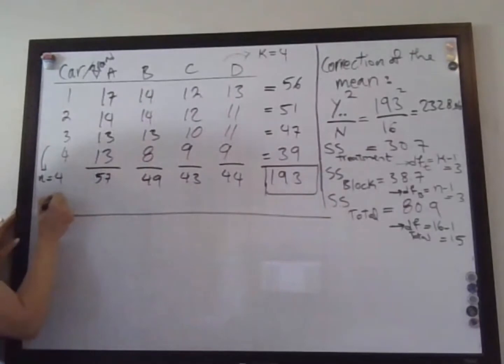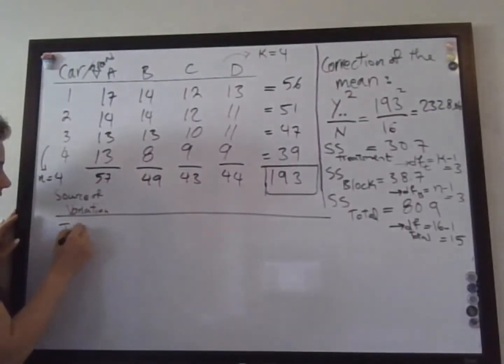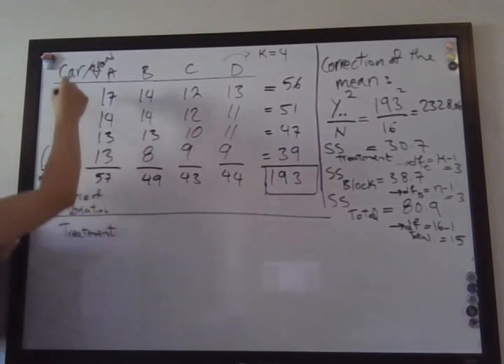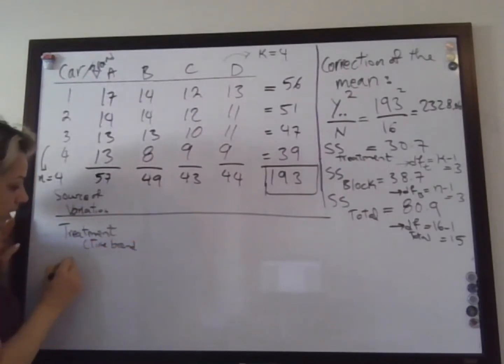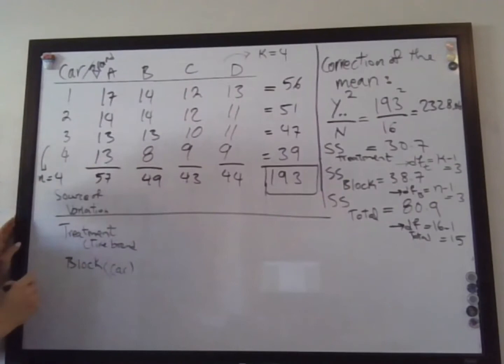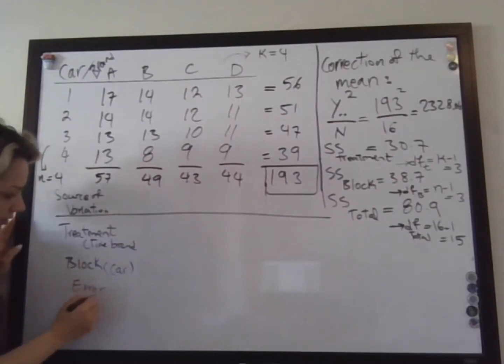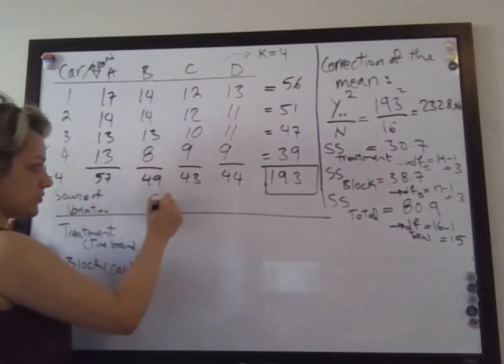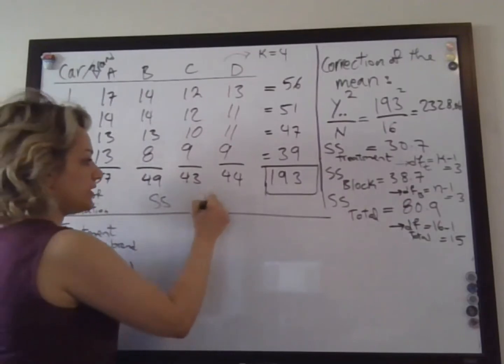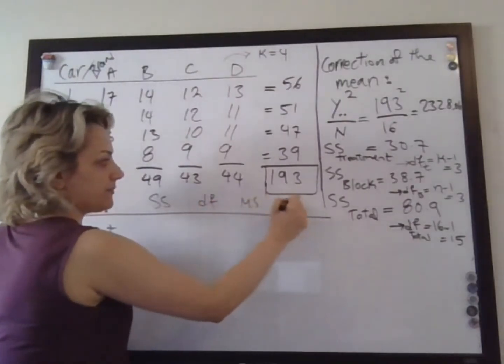ANOVA. Here is the source of variation. So I would have it for treatment. Here, the treatments are the tire brands. And then I would have it for the block. And here the blocks are the cars. And I would have error, and I would have the total. Okay? And we said that the first column is sum of squares. The next ones are the degrees of freedom, mean square, and F.